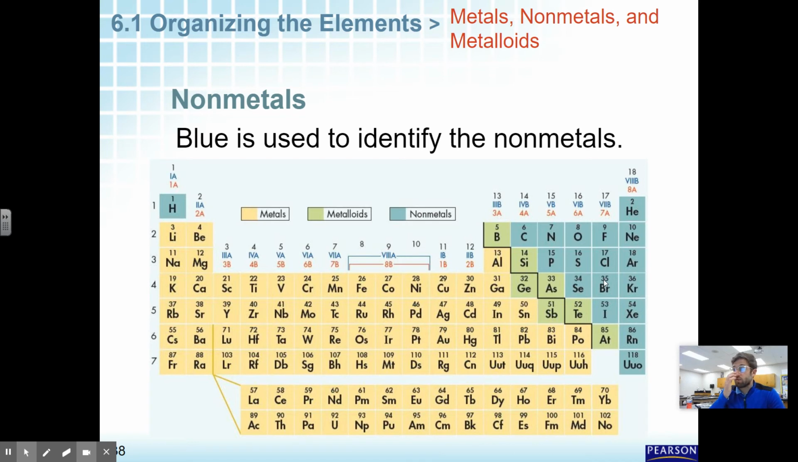So that's properties of metals. Here's some properties of nonmetals. So the blue ones are the nonmetals.